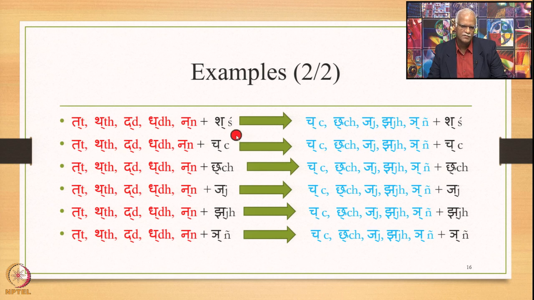And similar is the case with the other environments. Ta, tha, da, dha, na will have sha as the right hand environment, so also they will have cha, chha, ja, jha, and ya as the right hand environment, and they will be substituted by their respective cha varga substitute in the right hand environment of sh and cha varga.